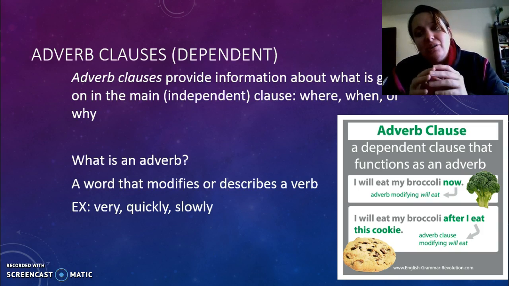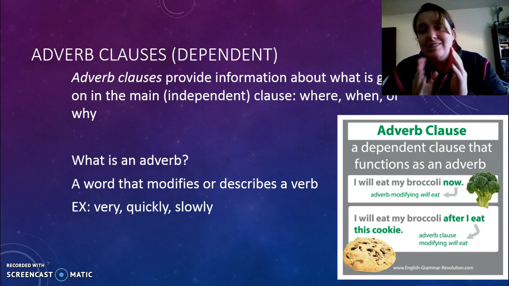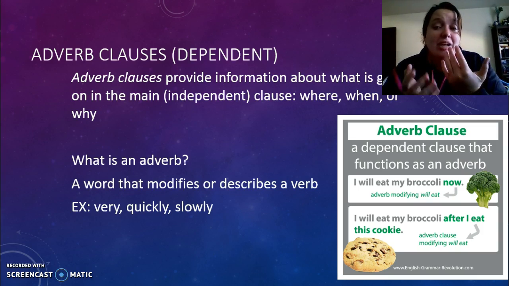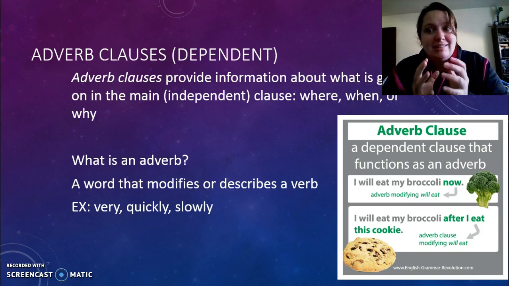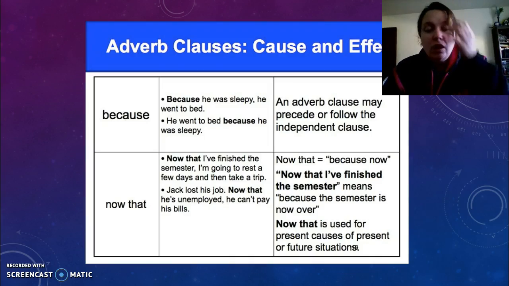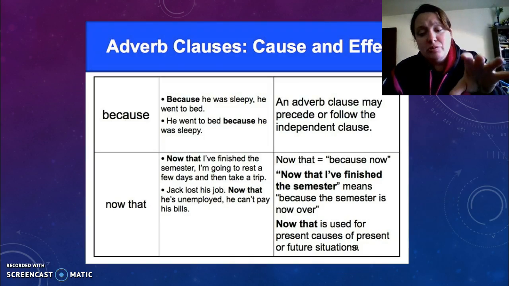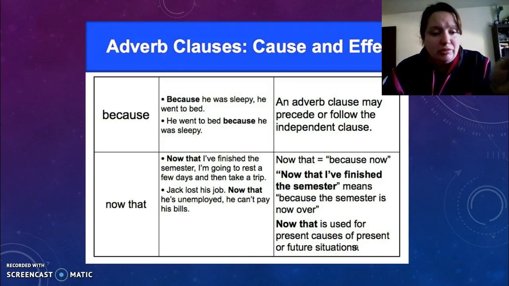They cannot stand on their own. A prepositional phrase cannot stand on its own because we learned that it can never have a subject and verb, so it can't stand on its own. Along those same lines, here's some more information that you can go over on adverbial clauses.